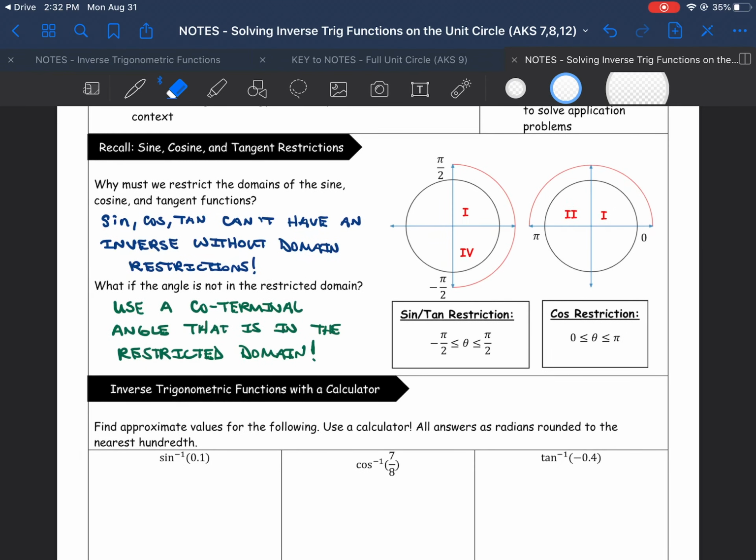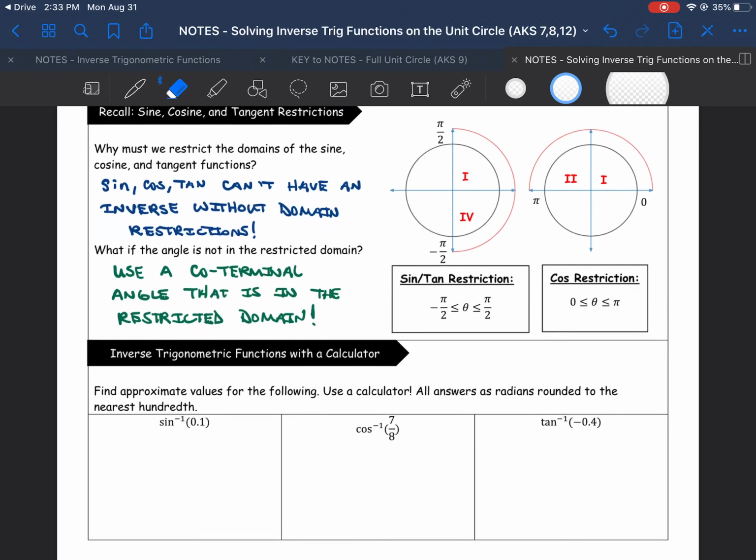So recall from the previous video, we were talking about sine, cosine, and tangent and their inverses and how we have to have domain restrictions so that sine, cosine, and tangent can have inverses. If we don't have those domain restrictions, well, sine, cosine, and tangent can't have an inverse. So the way that we talked about it working is both sine and tangent are restricted to the domain negative pi over 2 to pi over 2. So they're restricted to quadrants 1 and 4. And the cosine is restricted to quadrants 1 and 2, where the angle is restricted to between 0 and pi.